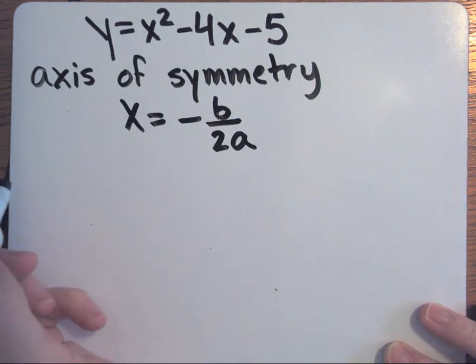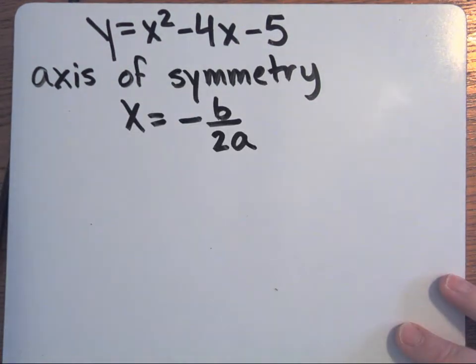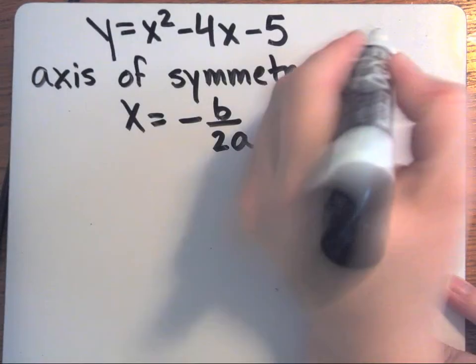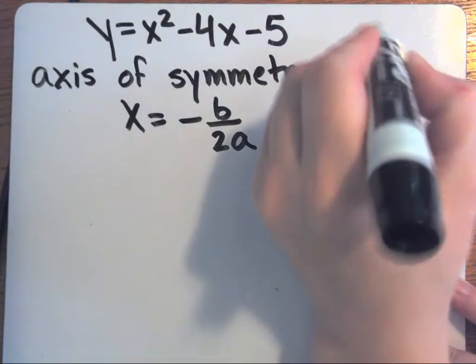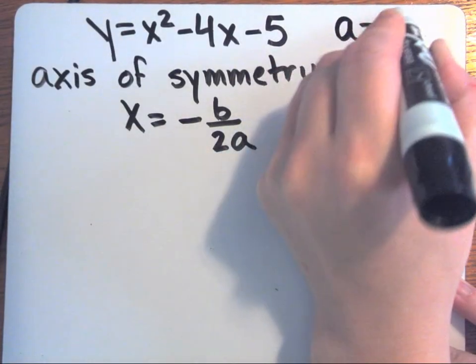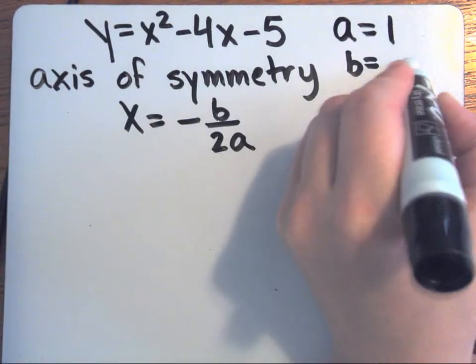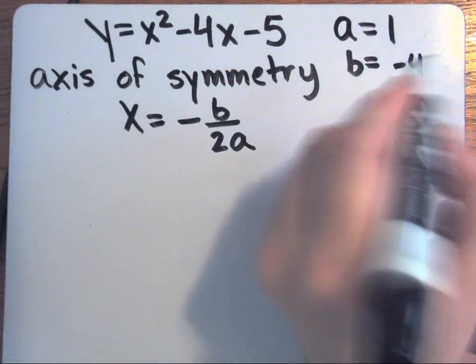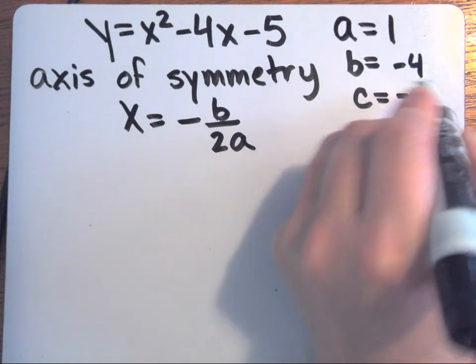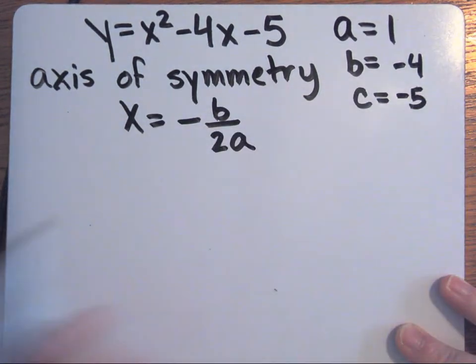So something that I find helpful sometimes is first to identify your a, b, and c values. So I'm going to come back up here and do that. So my a value in this equation is 1. My b value is negative 4, and my c value is negative 5. So now I have those identified and I can use them when I'm doing my work.